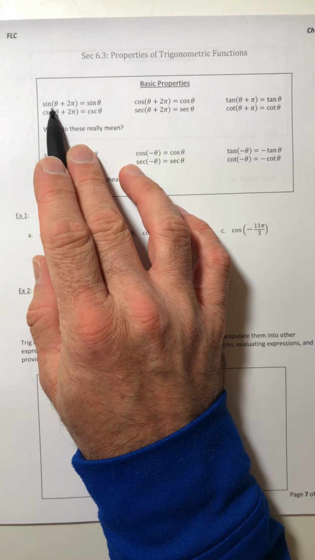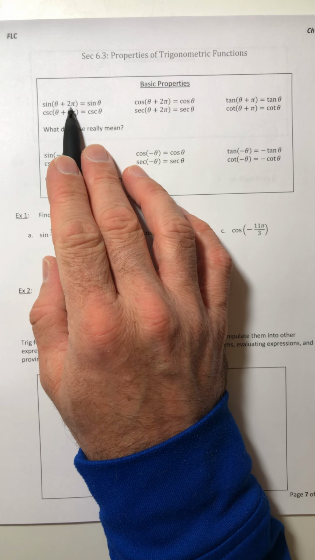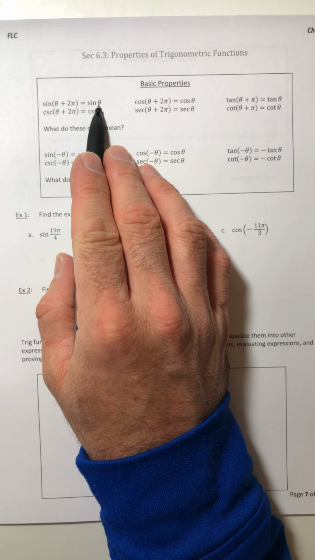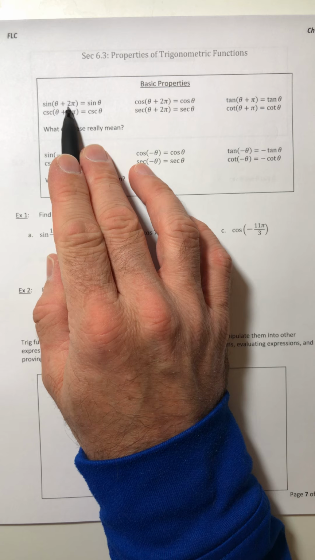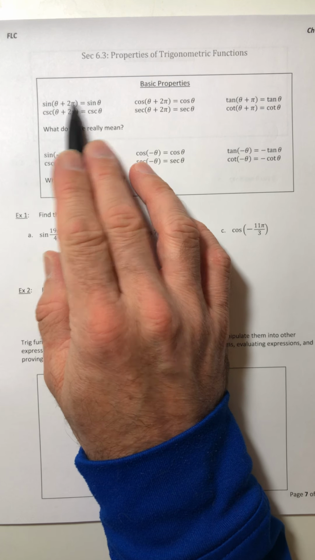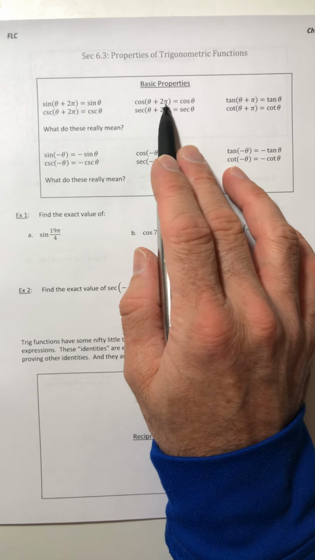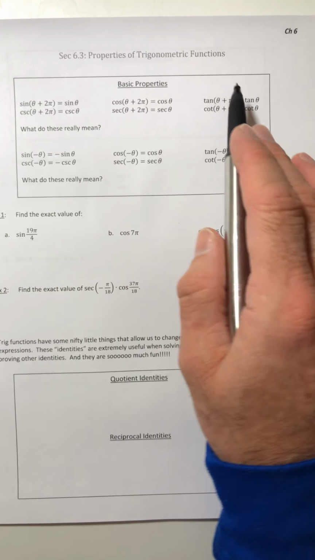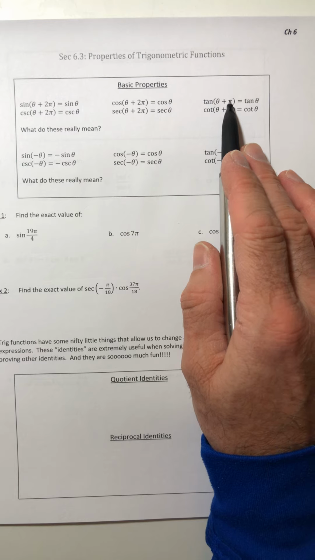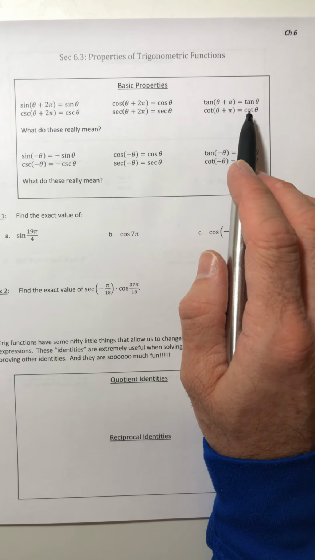So the first one says sine of theta plus 2 pi equals sine of theta. So if you added 2 pi to theta, you would get the same exact answer. Same for cosecant, cosine, and secant. And for tangent and cotangent, you can do that if you just added pi to it.